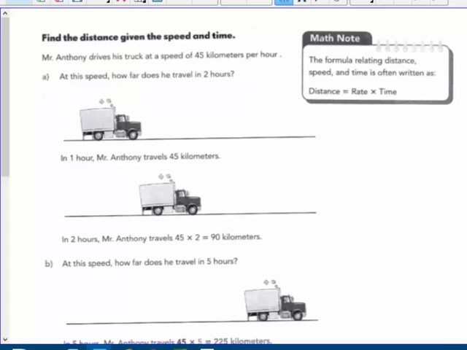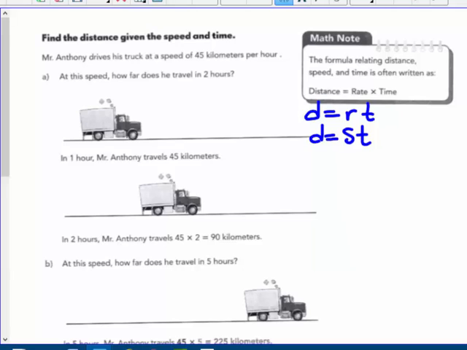We are still working on our distance equals rate times time, or distance equals speed times time formula. Some people call it D equals RT. Sometimes you'll see it as rate of speed, ST. Speed times time equals distance.